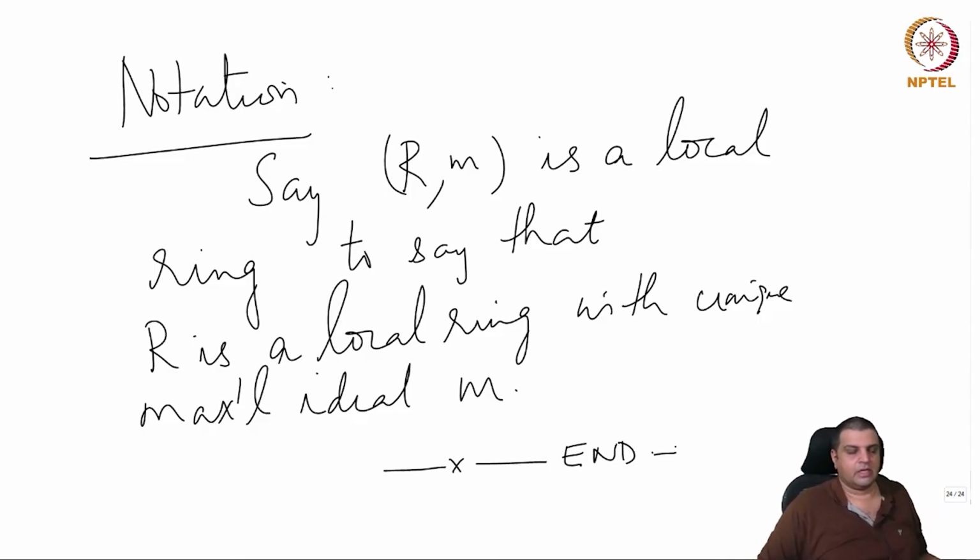Okay, so that's the end of this lecture. In the next lecture we will look at what is called the determinantal trick and Nakayama's lemma, and then we will try to understand some of the topological aspects of Spec R.